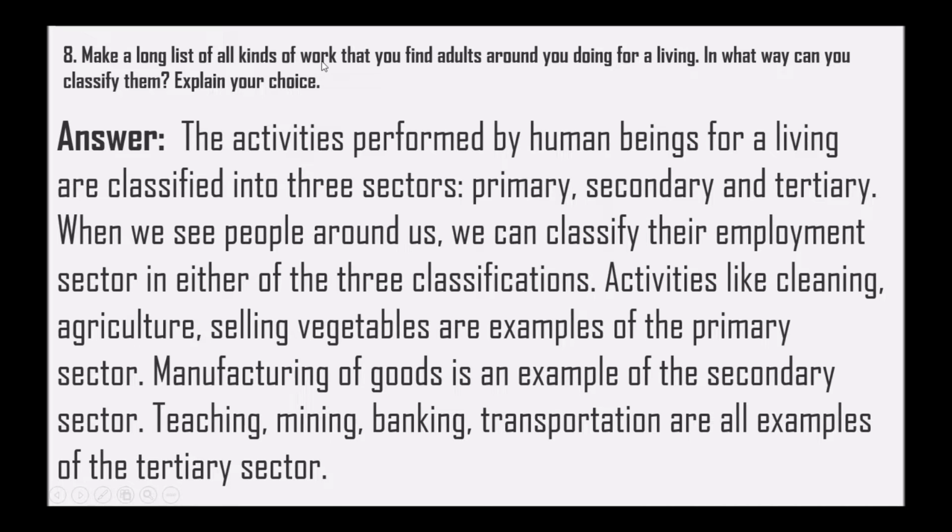Next, make a long list of all kinds of work that you find adults around you doing for a living. In what ways can you classify them? Explain your choice. The activities performed by human beings for a living are classified into three sectors: primary, secondary, and tertiary. When we see people around us, we can classify the employment sector in either of the three classifications. Activities like cleaning, agriculture, selling vegetables are examples of primary sector. Manufacturing of goods is an example of secondary sector. Teaching, mining, banking, transportation are all examples of tertiary sector.